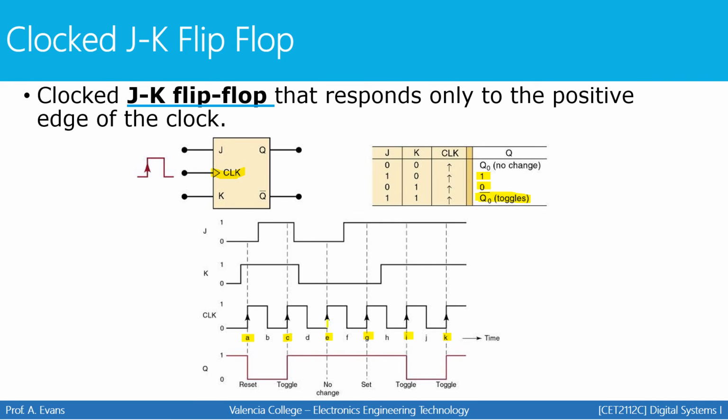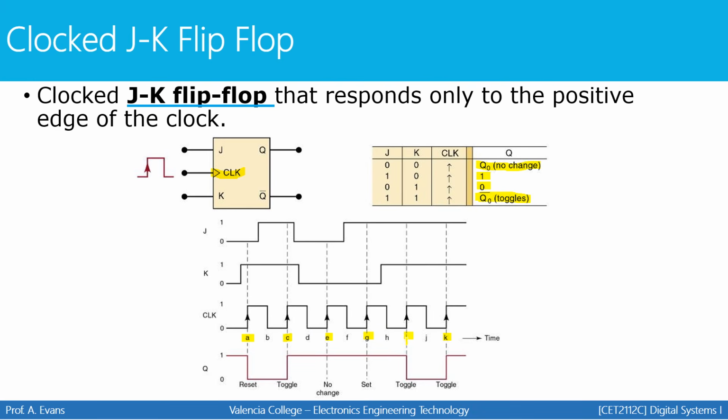The next positive transition is at point E. We can see that J and K are both 0. According to the truth table, that means no change. So it's going to stay high. The transition that's important is right here. We can see that J is high while K is low. That would be the set state, where the output is 1. It's already 1, so it's just going to stay 1.